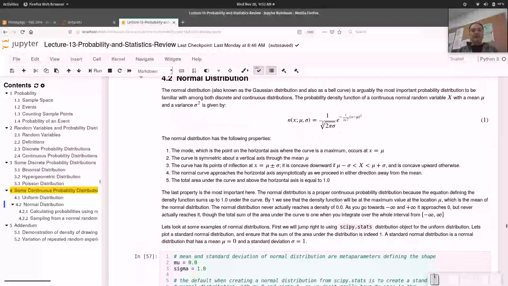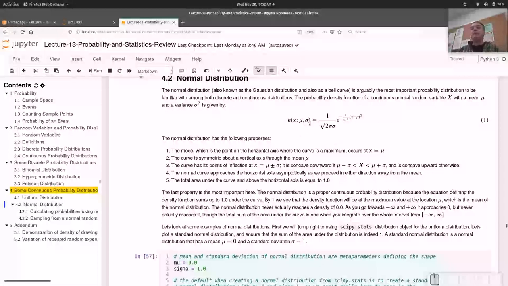Again, I won't go into the derivation of this. There's a well-known expression for it. Again, this is a continuous probability distribution, so x is a continuous real-valued number. But this isn't uniform, it's normally distributed.